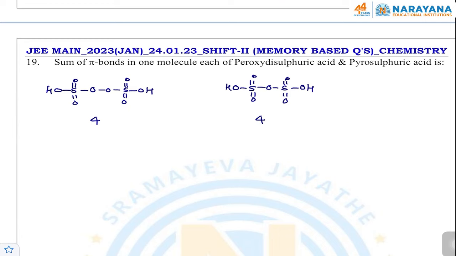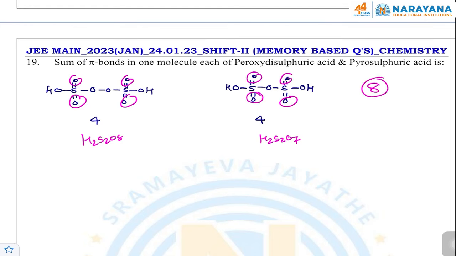Next, sum of pi bonds in a molecule of peroxydisulfuric acid and pyrosulfuric acid. You know that peroxydisulfuric acid is H2S2O8, pyrosulfuric acid H2S2O7, very common molecules. Here 4 pi bonds are there. Here also there are 4 pi bonds. Sum will be 8.